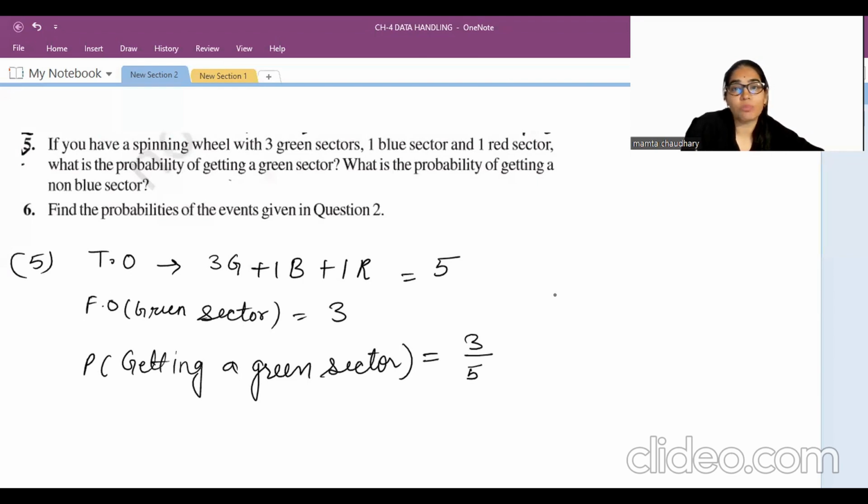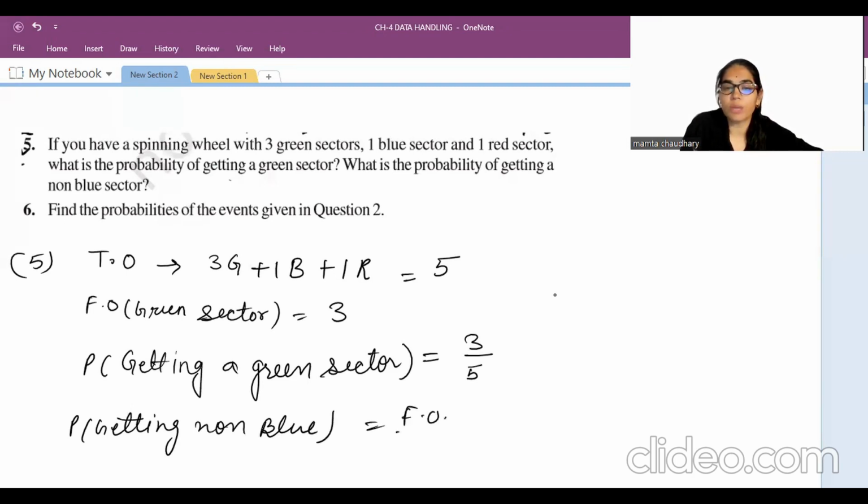Now, second, what is the probability of getting a non-blue sector? So probability of getting non-blue. So favorable outcomes upon total outcomes. Now, how many are non-blue? This is not blue, this is not blue. So 3 plus 1, 4. 4 are not blue and total 5. So 4 by 5 is the answer.